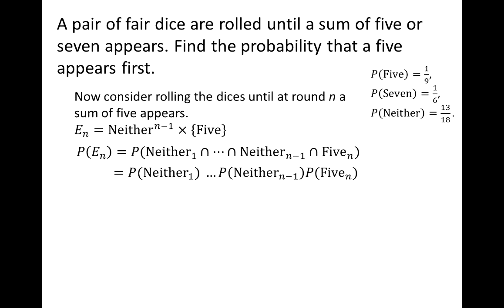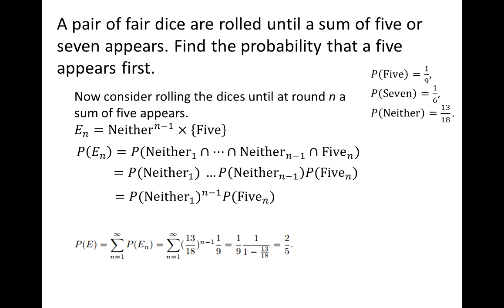For every round, the probabilities of different results are listed above. So we have the probability of En is equal to the probability that we get neither 5 nor 7 in one round to the power of n-1 times the probability that we get 5 at round n. The final result P is hence given by the summation of P of En for all n. Based on the formula of geometric series, we get the probability that a 5 appears first is equal to 2 over 5.